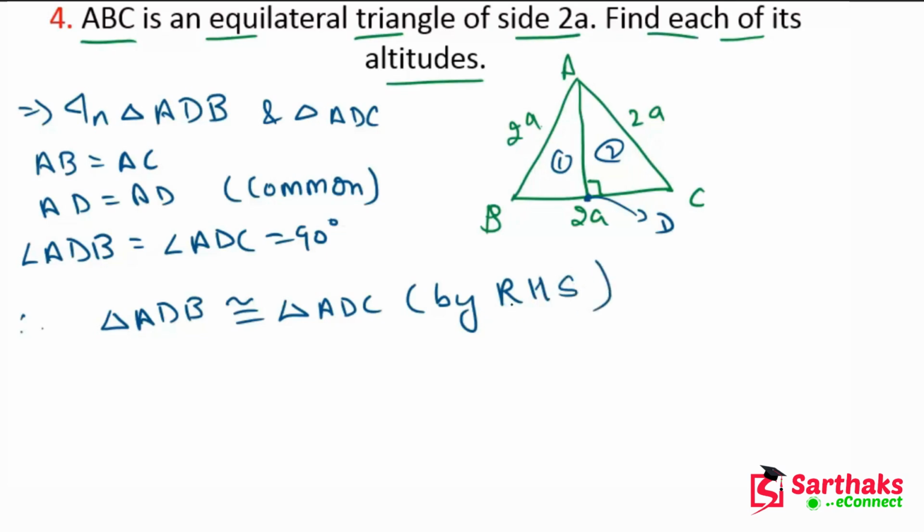So what is RHS? RHS means in this case we have one right angle, one hypotenuse, and one side. So we can say that these two triangles are congruent by the RHS rule. So we can say again, BD is equal to DC by CPCT, meaning corresponding parts of congruent triangles.